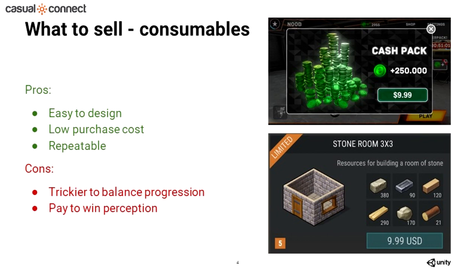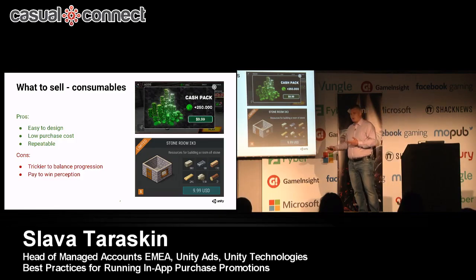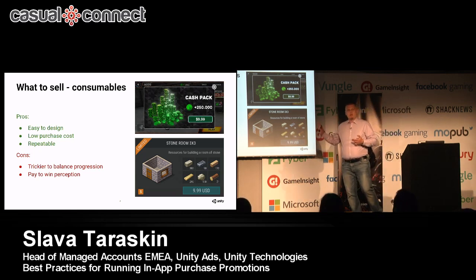Basically, there are three main categories of stuff you can sell in game. First of all is consumables. What are consumables? It's stuff a player can spend in your game to get some progression. The most basic example is soft currency. It could also be materials. It depends on your game genre, on your game, on how many currencies you have, etc. And this is the easiest way to make sales in your game.